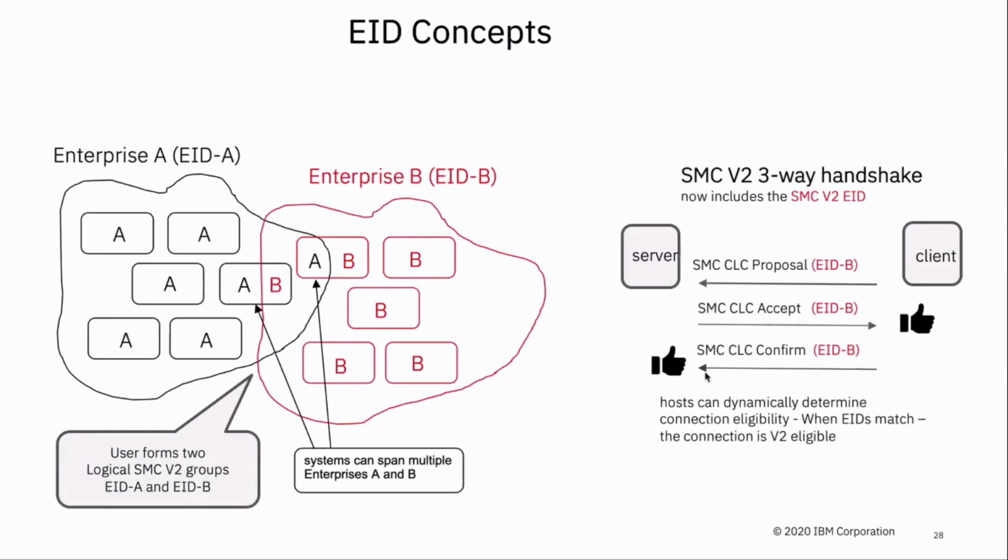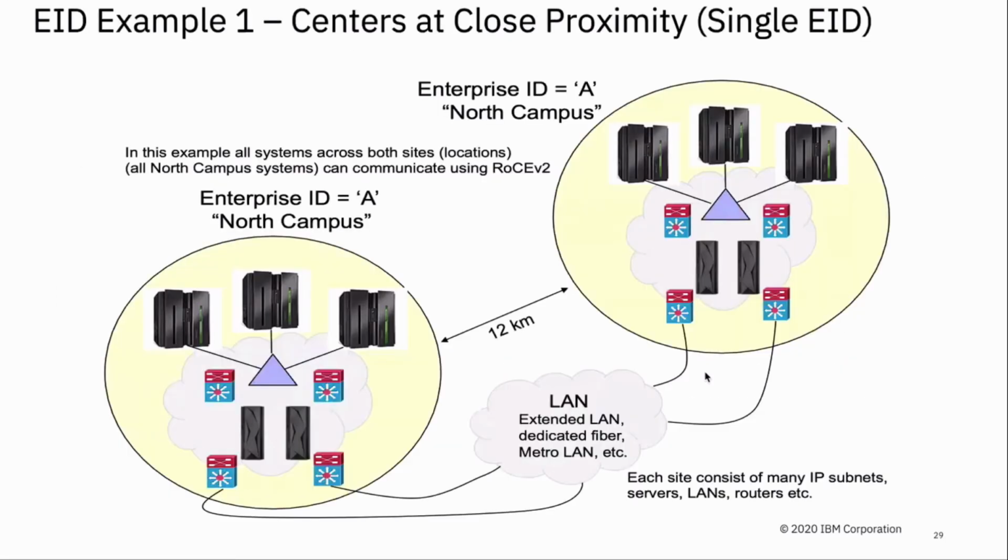This is the same exchange that occurred for version 1. We just added the new information to indicate that we're version 2 eligible, and this is the group that we're in. Now, when you define these groups and you have to start thinking about them, we provide other guidance in the IP config guide, and we have a white paper we'll also talk about. But here's a little bit more about the concept.